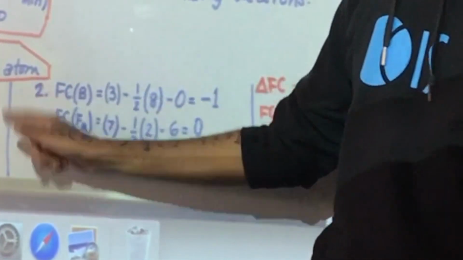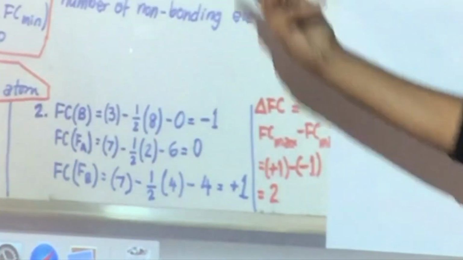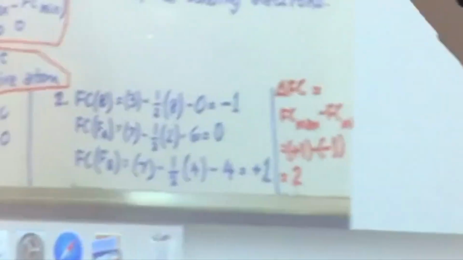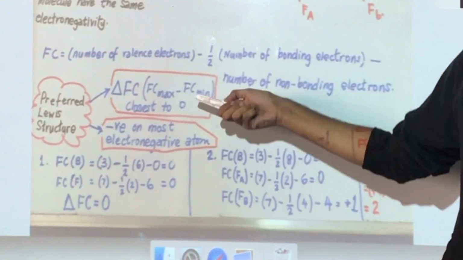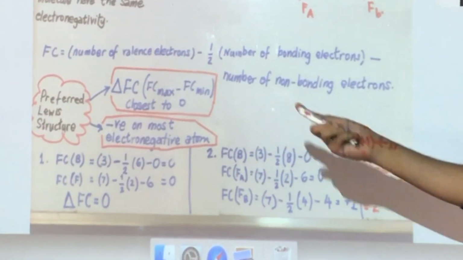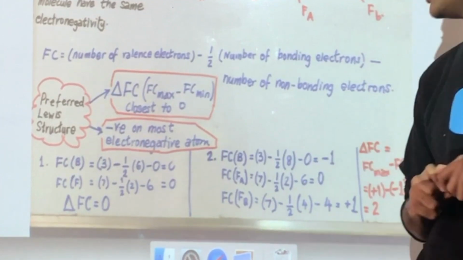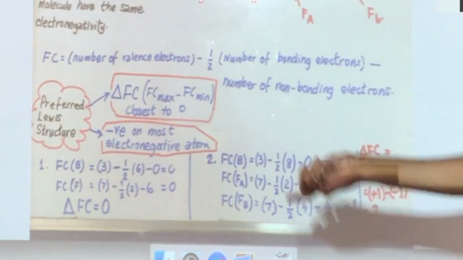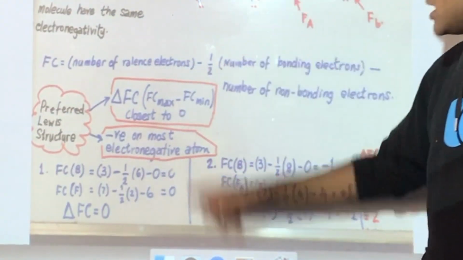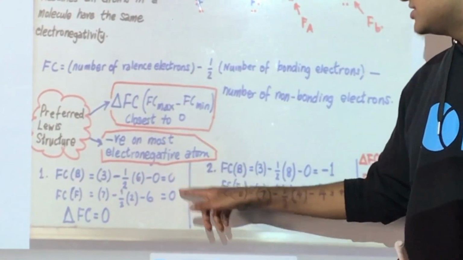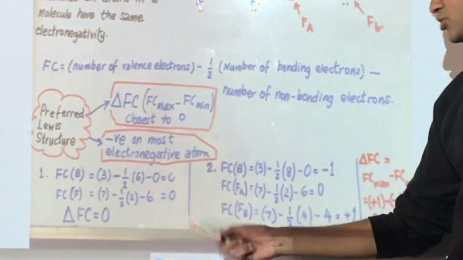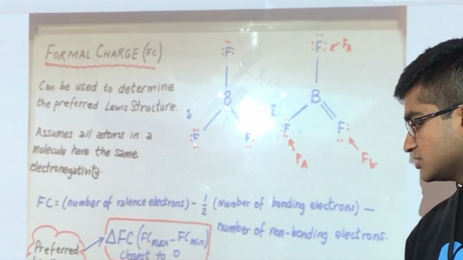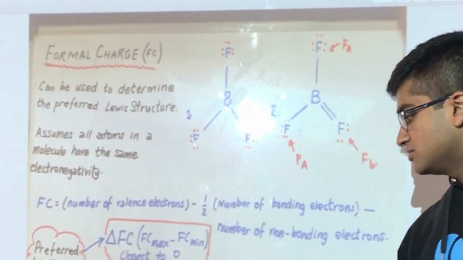So now we have the 3 individual values of formal charge for both possible structures. Now we have to decide how to interpret this. Anything that is closest to 0 will be the most preferred structure, and that is formal charge maximum minus formal charge minimum. We can clearly see that in the first case it's 0, 0, 0, whereas in the second it's minus 1, 0 and plus 1. So the first one is the most preferred structure, because the formal charges of each atom are the closest to 0.